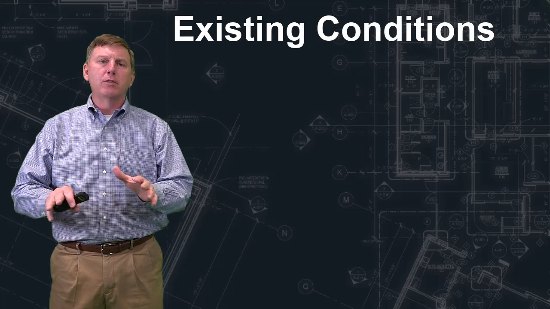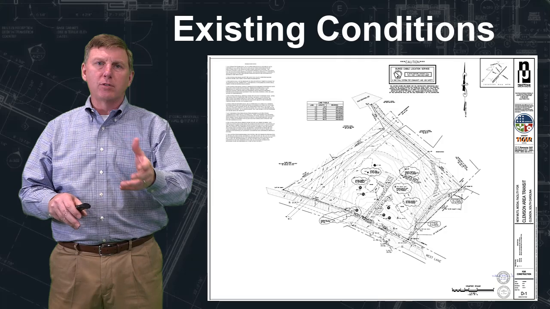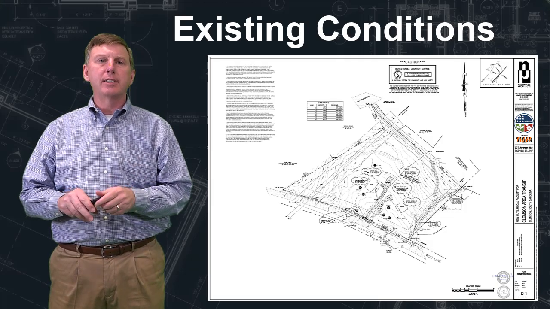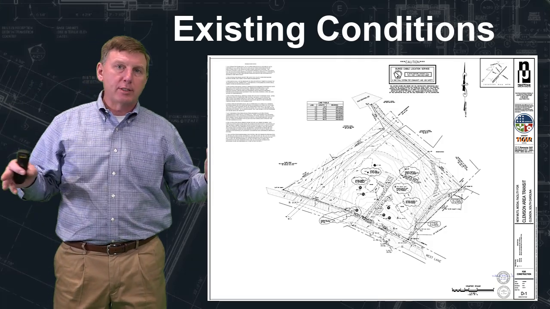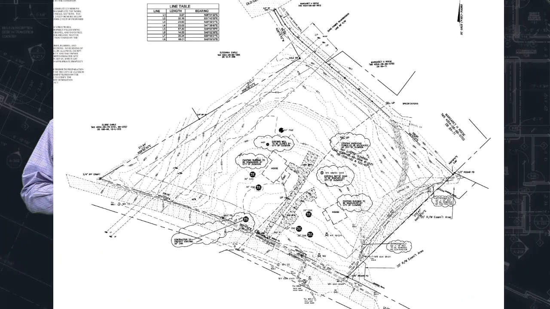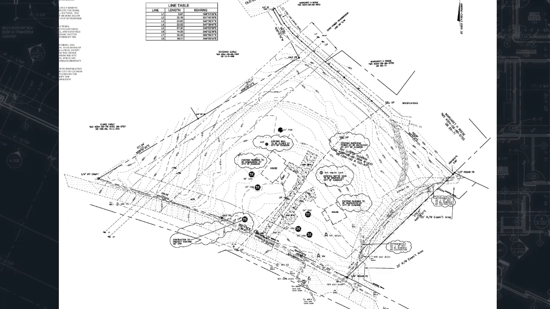When you first start looking over a drawing set, one of the first drawings that you should look at are the existing conditions. This is an overall site plan, right? It's a plan. You're looking down on the site, and you want to understand what's going on there. What's important to you as a contractor?